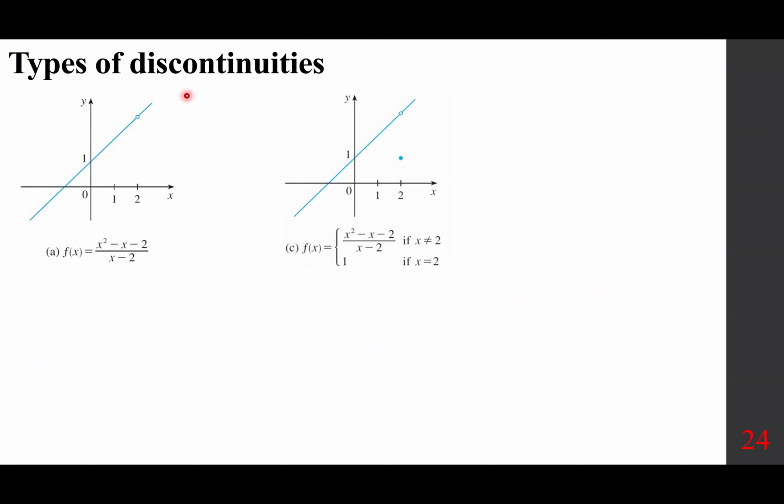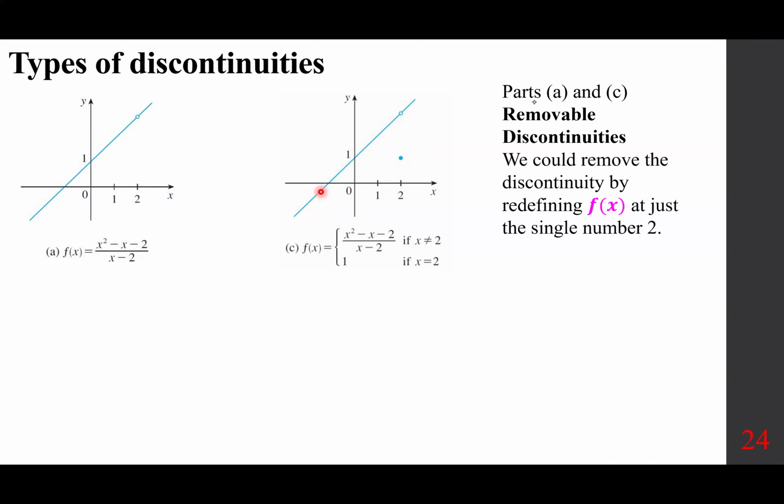Types of discontinuities. Look at this function with a hole: f of x is x squared minus x minus 2 over x minus 2. Look at this function, it is the same thing with a hole. And then we have a piecewise defined function, where at x equals 2 we have no idea what it is. In this case, at x equals 2 the y coordinate is 1.